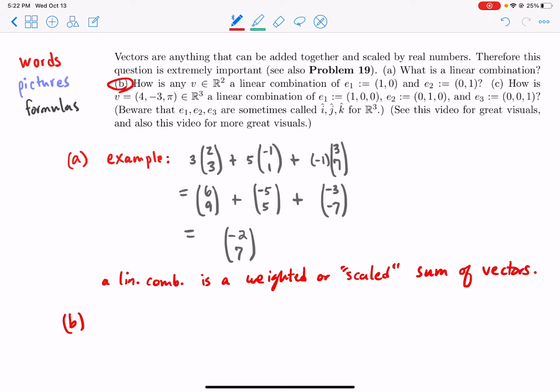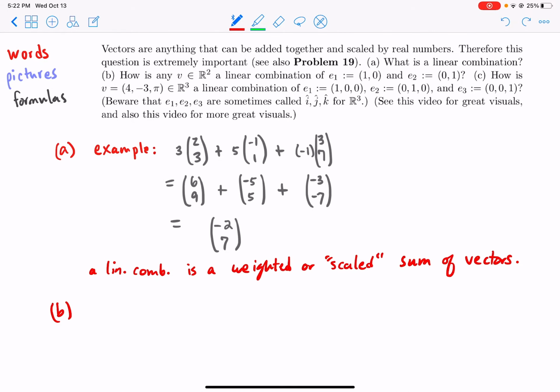Part B. How is any v in R2 a linear combination of these special vectors? Okay, so what do I say? Well, first I'll draw a picture, actually. This is the vector e1, which is just a special name for the vector (1, 0), which I could also write as a column, 1, 0. And then this vector has a special name. It's called e2, and it's the vector (0, 1), which I could write either way.